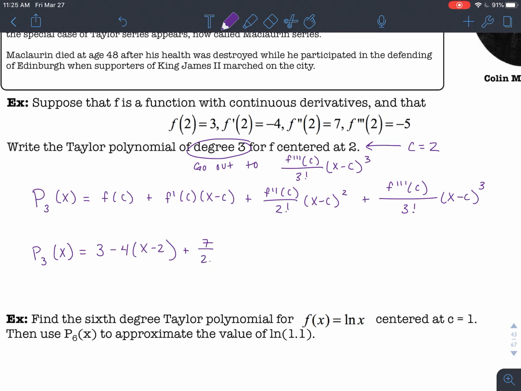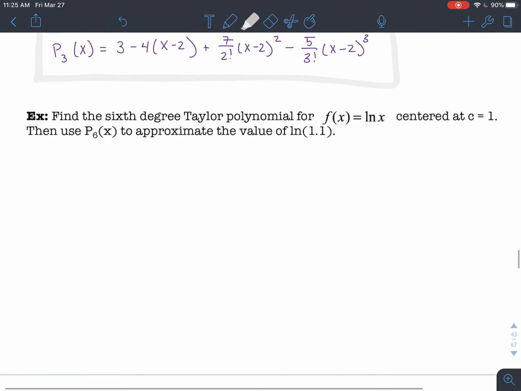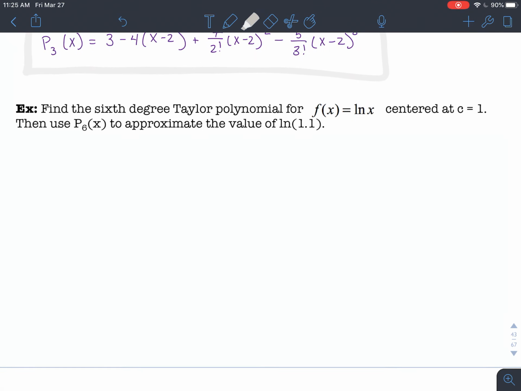So I'm going to switch this out, times x minus 2. And then the second derivative at 2 is 7, so plus 7 over 2 factorial times x minus 2 squared. And then our third derivative is negative 5, so I'm going to have minus 5 over 3 factorial times x minus 2 cubed. If you want, you could simplify that further, because 2 factorial is just 2 times 1, which is 2, and 3 factorial is 3 times 2 times 1, which is 6. So you could change the denominators to not have the factorials, but you don't have to. So that's going to be our third degree Taylor polynomial.